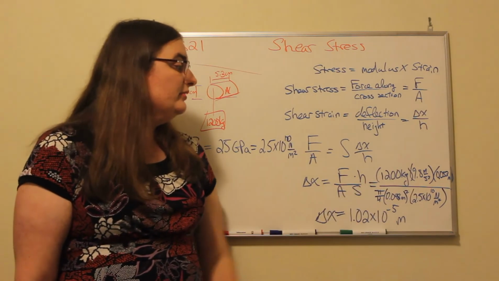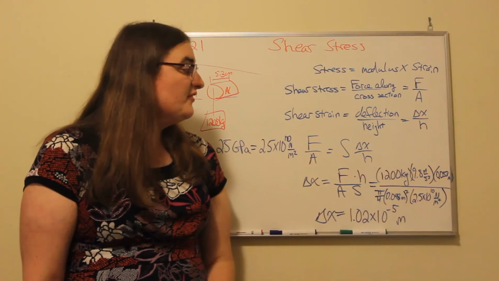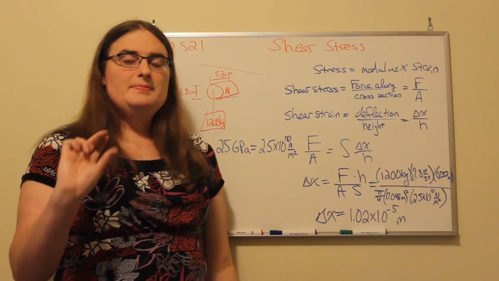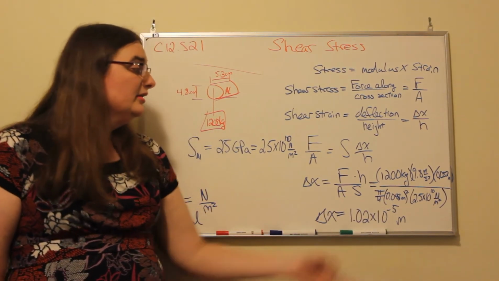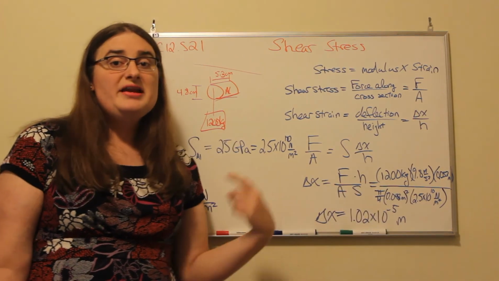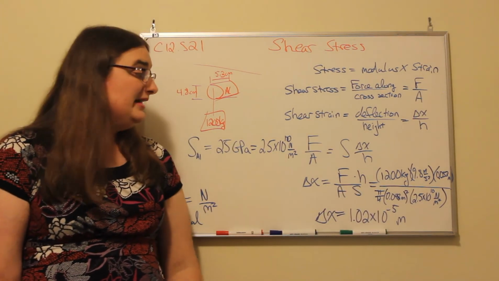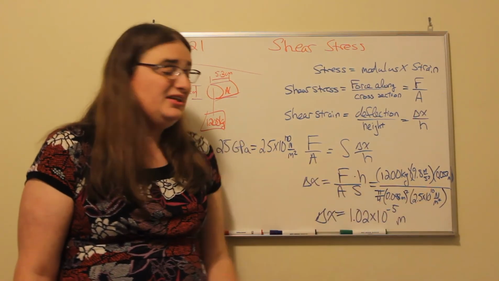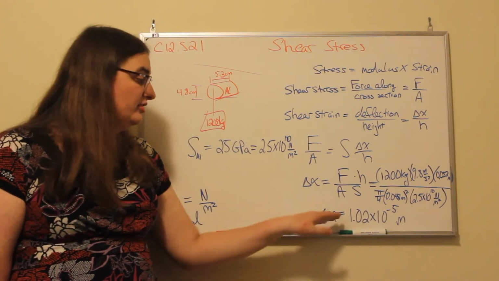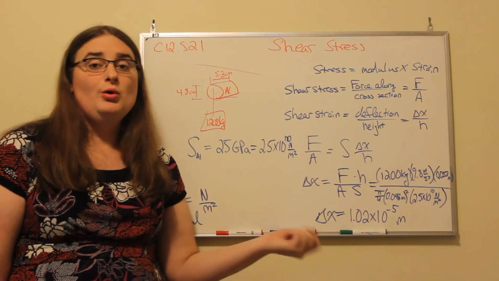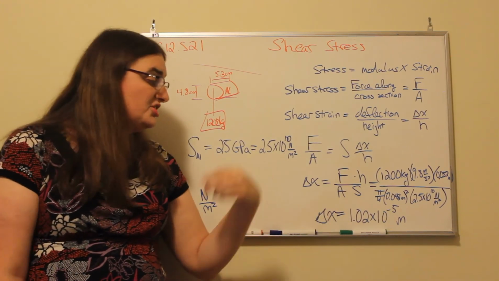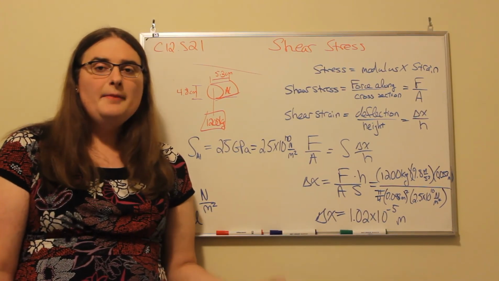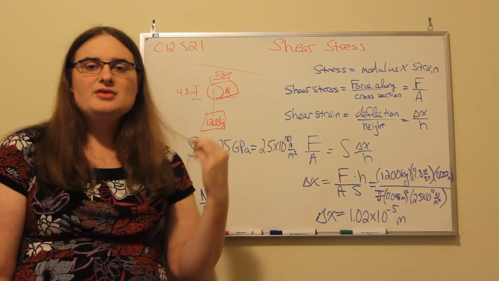So if I plug in all of my numbers, I have a 0.053 meter extension, a 0.048 meter diameter. That gets squared, divided by that 25 gigapascals, 2.5 times 10 to the 10 Newton per meter squared. We end up with a deflection of 1.02 times 10 to the negative 5 meters, which is 10 microns, about 1/10 the diameter of one human hair.